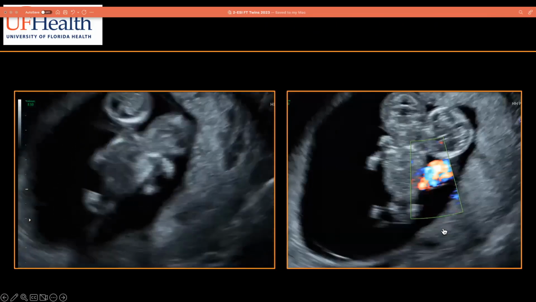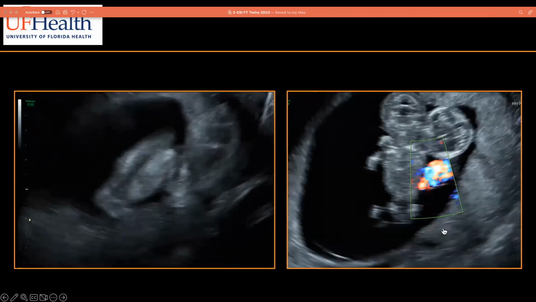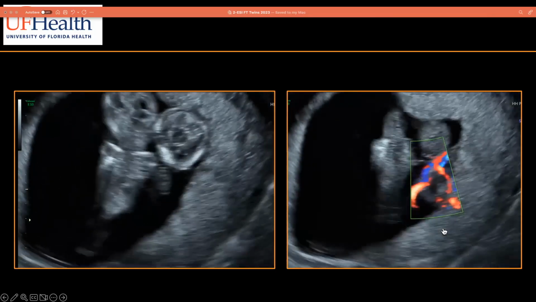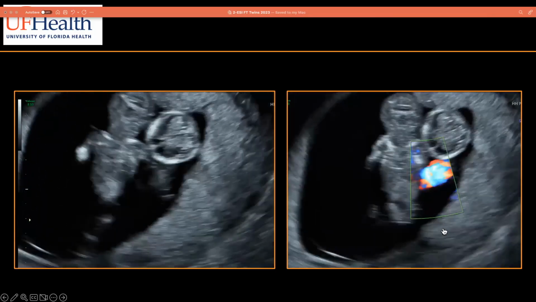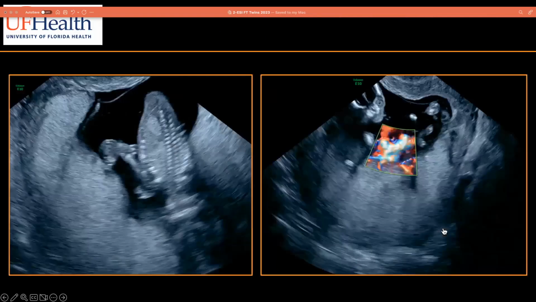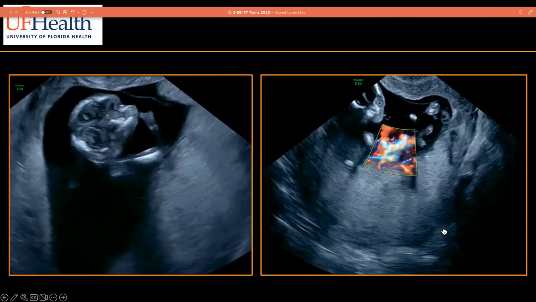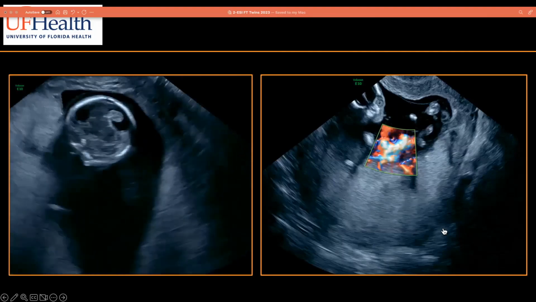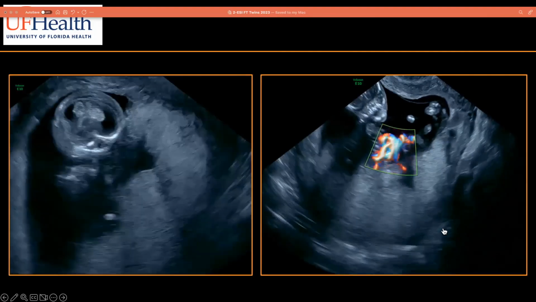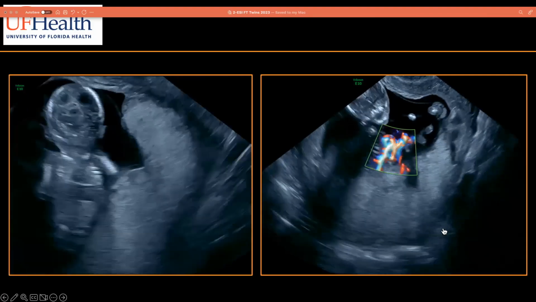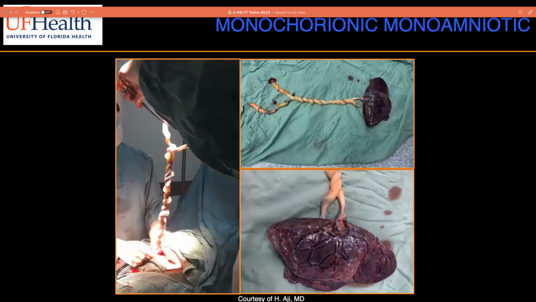Look at how close they are together. And look at their cord. So the cord was already entangled at the time of their first trimester scan. And here's another set. And again, in very close proximity, you cannot really see a dividing membrane, and you see where the cords are inserting, they are really entangled together. And this was another case from a colleague of mine in Lebanon, just showing very clearly the entangled cord of mono twins.